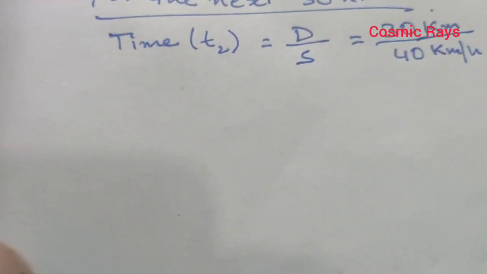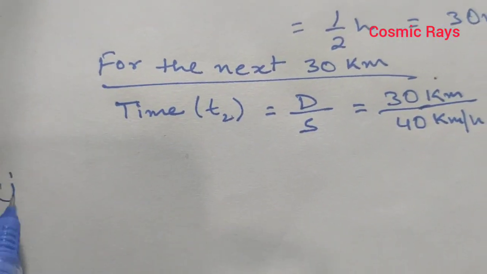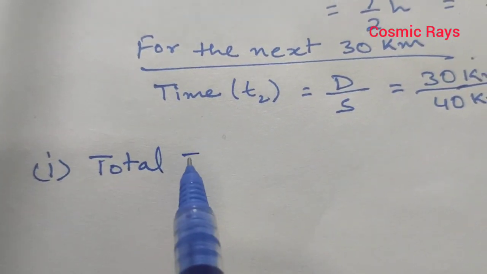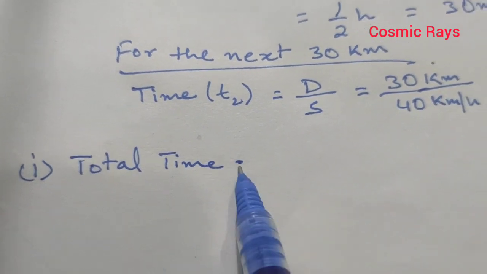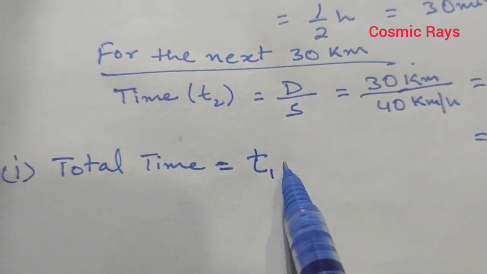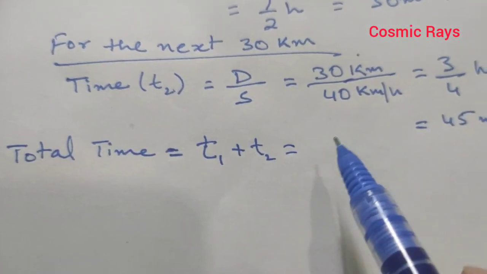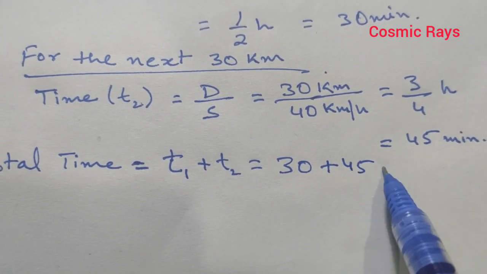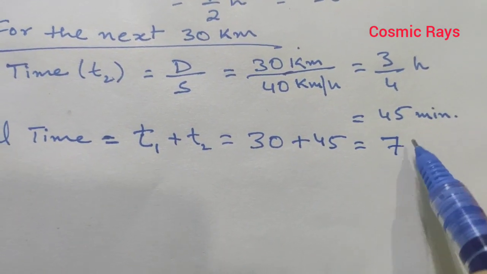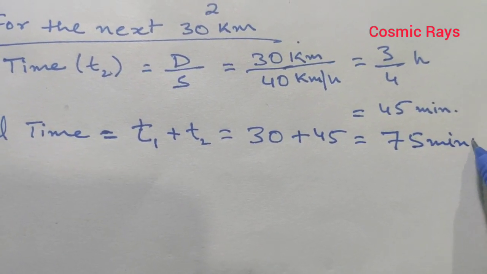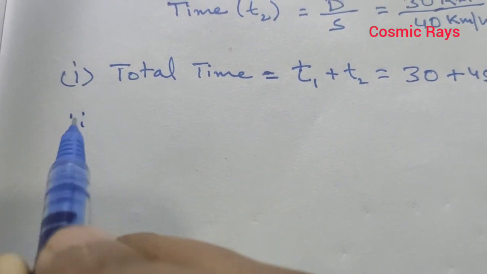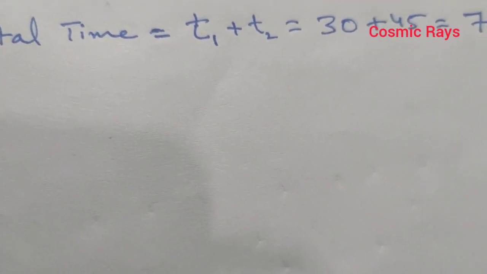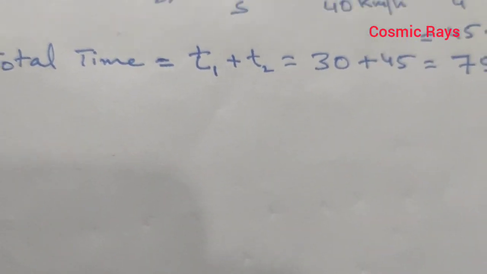So the first part of the solution, total time is nothing but t1 plus t2, that is 30 minutes plus 45 minutes, it comes to 75 minutes. And the next part of the question is to find the average speed of the car.